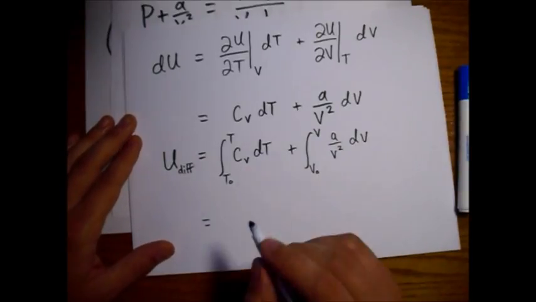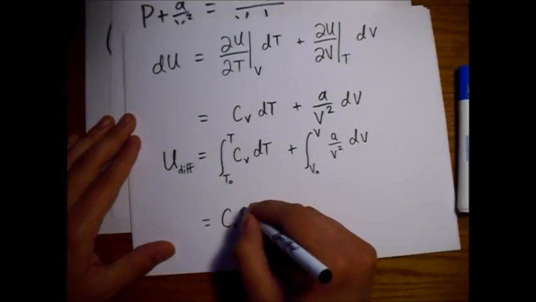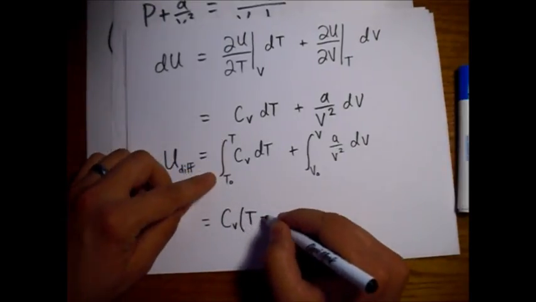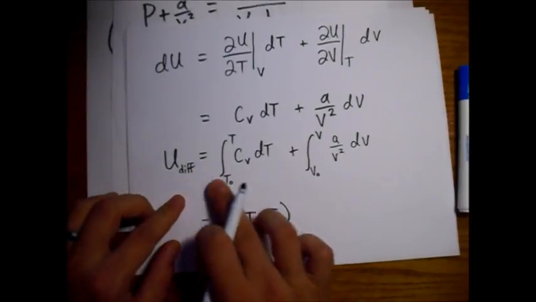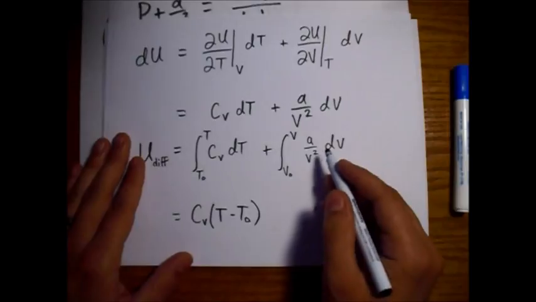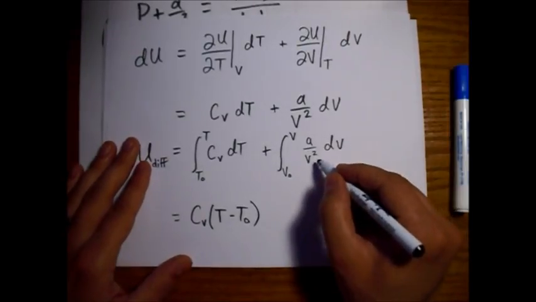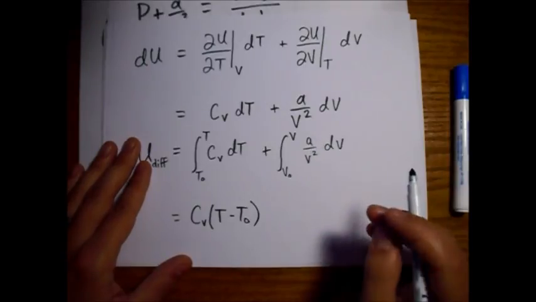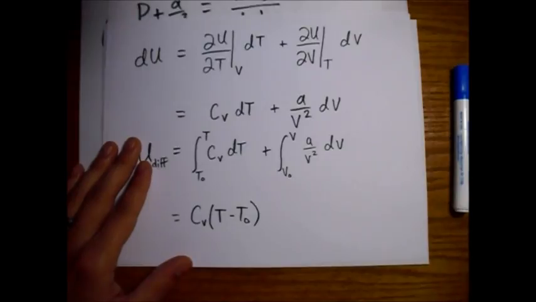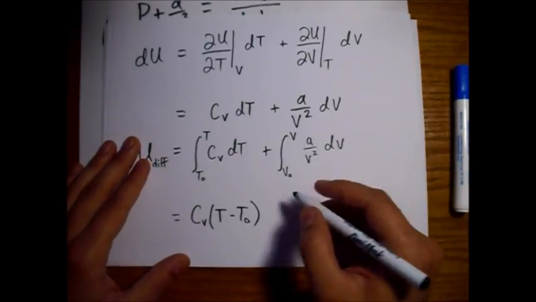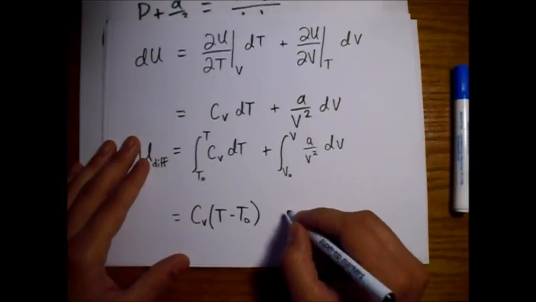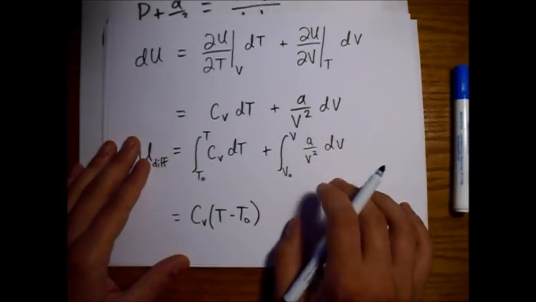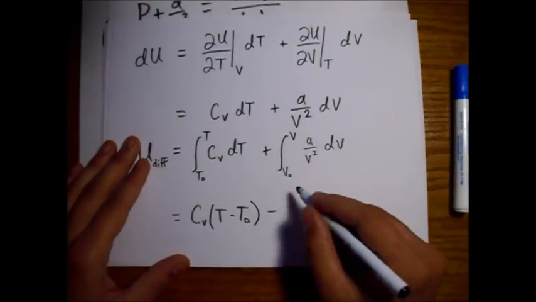CV is a constant, so we get CV times (T minus T naught) for this first term right here. Then we have V to the minus 2 power here. So we raise it to V to the minus 1 and then divide by minus 1. So we get a minus V to the minus 1, or minus 1 over V. I'll bring that minus sign out here.